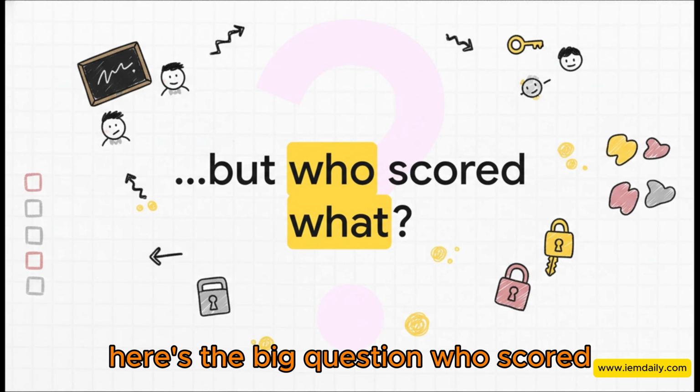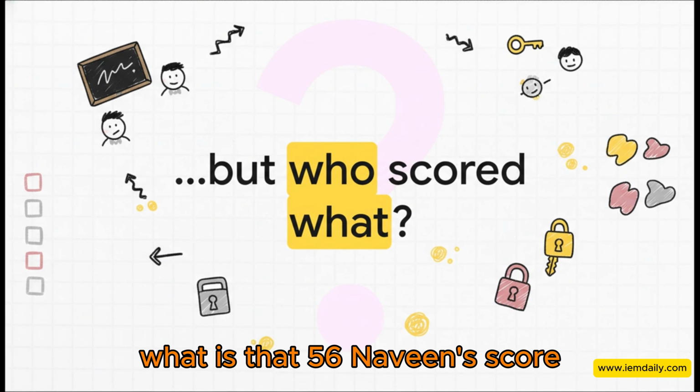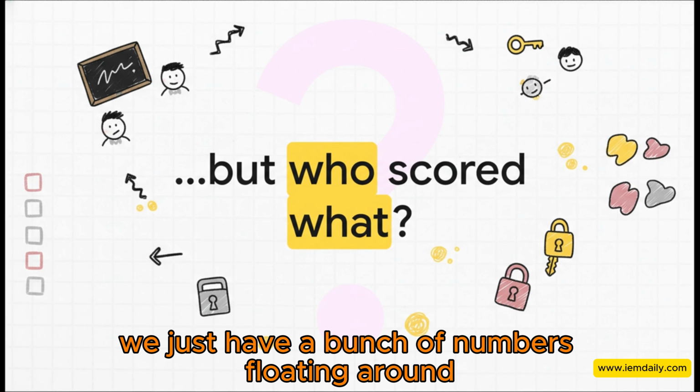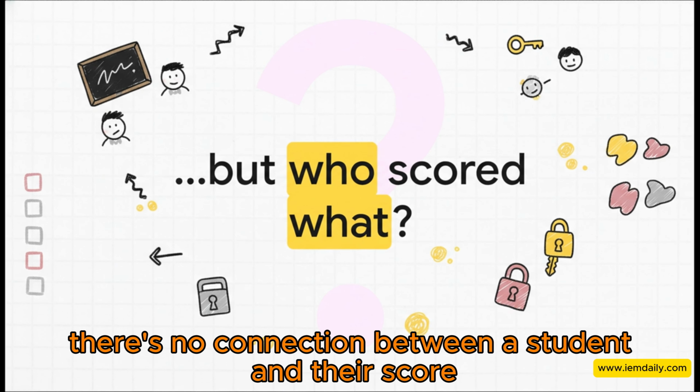Yeah, here's the big question. Who scored what? Is that 56 Naveen's score, or is it Kieran's? You see the problem? We just have a bunch of numbers floating around with no real context. There's no connection between a student and their score.